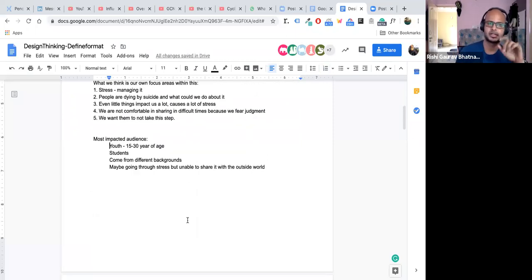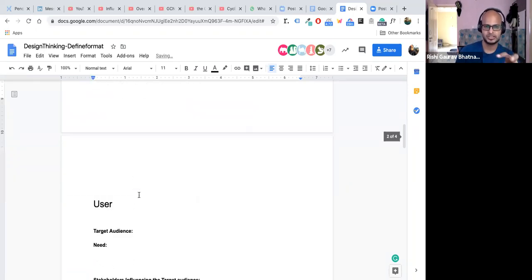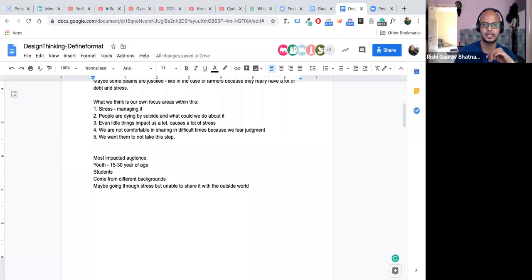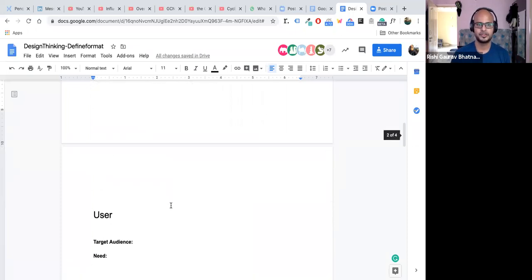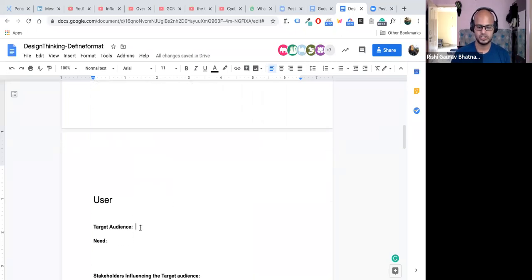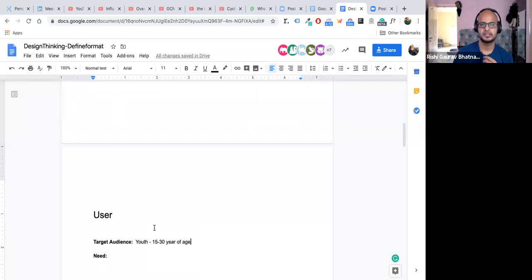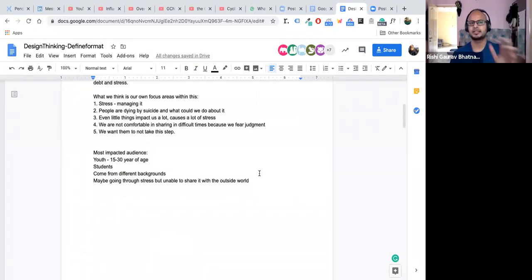What I'll now start doing is to tell everyone what it means when we are defining somebody's persona or somebody's background. I'm going to start moving this here. So my target audience is youth in 15 to 30 years of age, which is a good mix of students and early working professionals. I'm going to continue writing the rest of the elements here. They come from different backgrounds. They may be going through stress. They're unable to share outside the world.